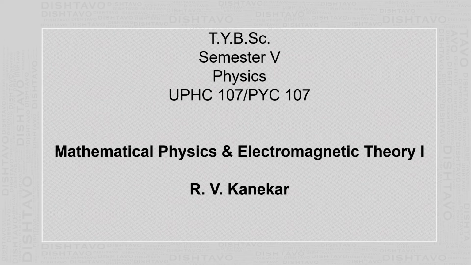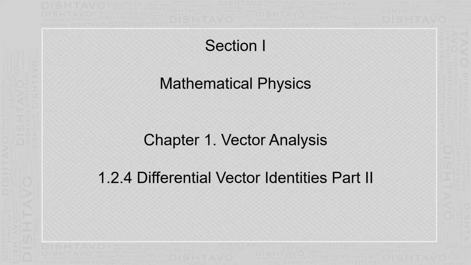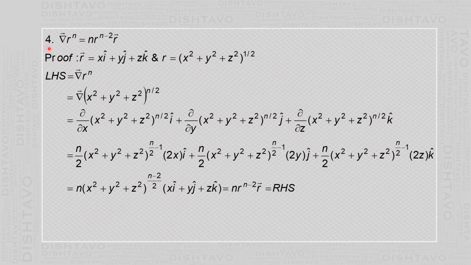Hello students, in today's lecture I will discuss the differential vector identities which are required to be used in electrostatics and magnetostatics. Fourth identity is vector del r raised to n equal to n r raised to n minus 2 into vector r. Here vector r is a position vector and r is its magnitude.